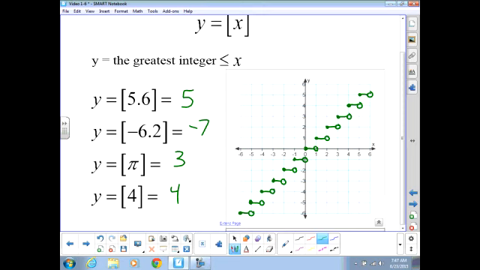And each of our things here you could confirm from our graph. If you look where 5.6 would be on the x-axis, that corresponds to 5 on the y. Negative 6.2 actually goes off our graph slightly, but you could see the pattern that it would be down at negative 7. Pi 3.14 would be at 3, and then 4 is just at 4.